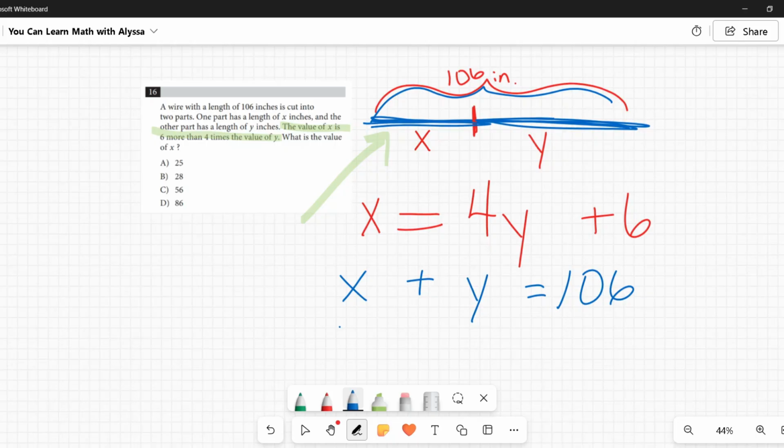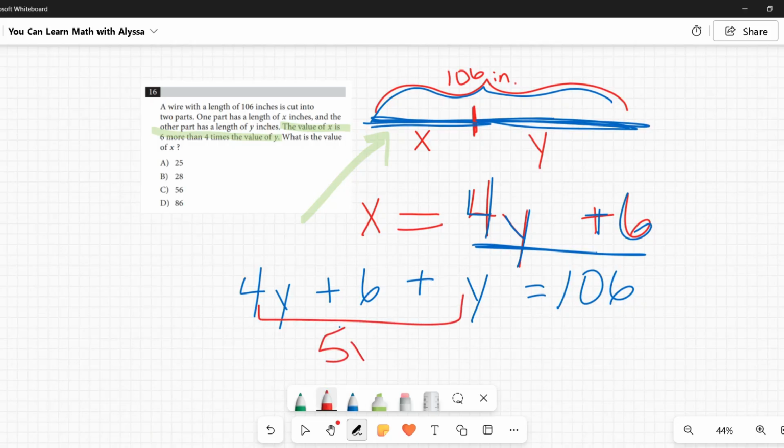All right, if you do this by substitution, since X is equal to 4Y plus 6, you go to your second equation, and wherever there's an X, you replace it with 4Y plus 6. Okay? 4Y plus 6. Okay, I'm going to combine like terms. 4y and y is 5y. 5y plus 6 equals 106.